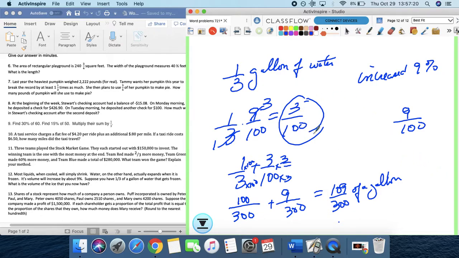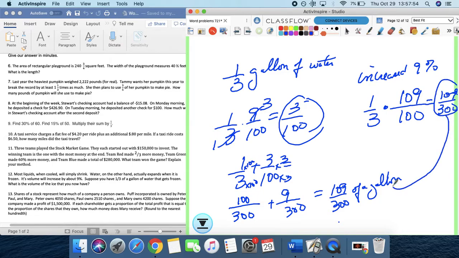Okay, so we found the part, what 9% was, and then we added it to the original value. Or my preference: if you add 9%, that's going to include the 100%, right? The original value plus the 9%. So you end up actually having 109% of the original value. So if you multiply that by 1/3, you get 109 over 300. Notice that we have the same answer.